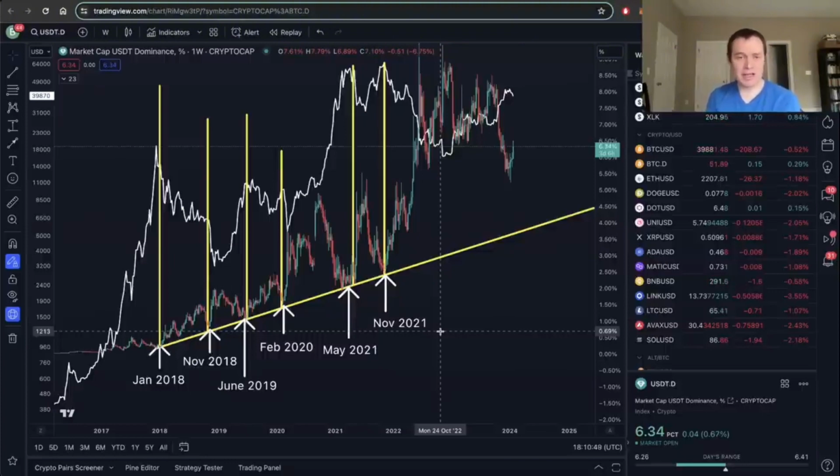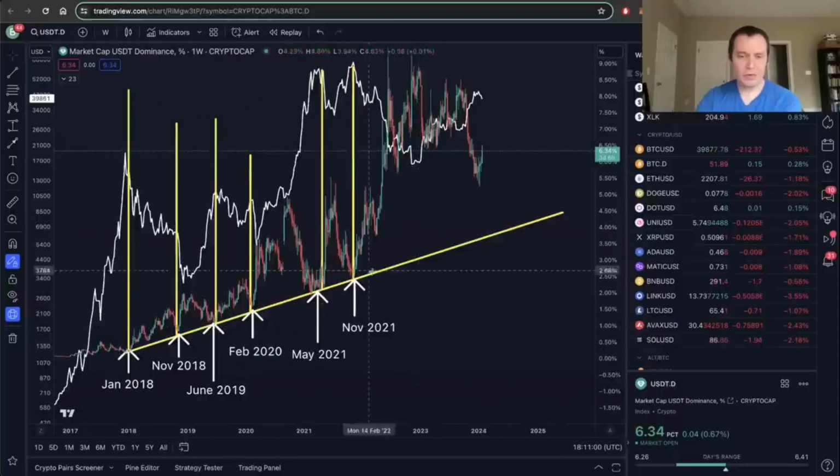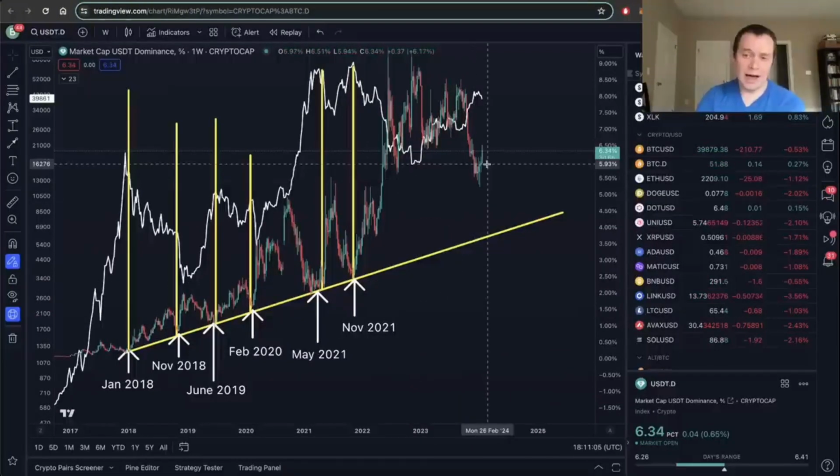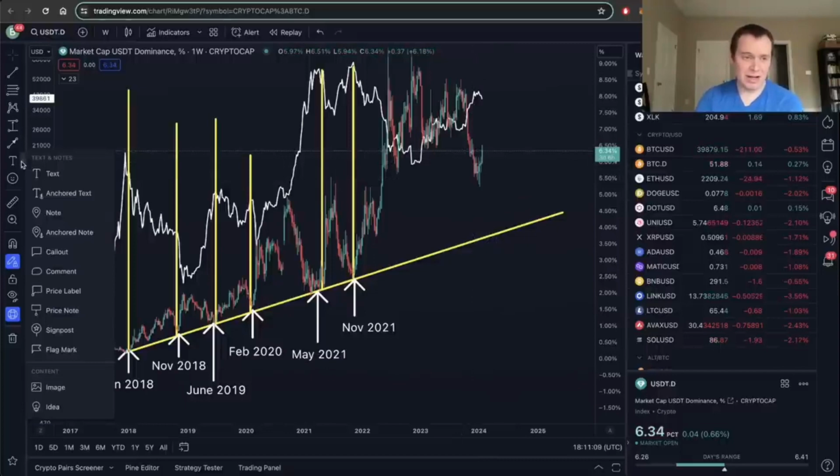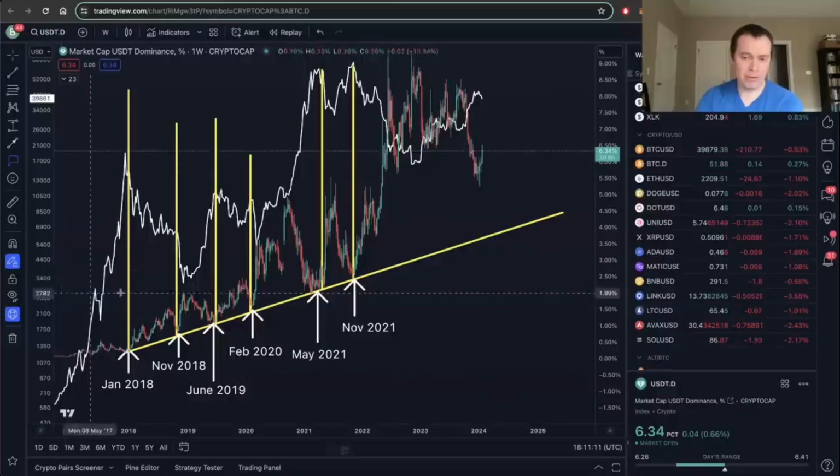But I will say that you will drive yourself crazy constantly trying to anticipate a crash. I will say that this trend line here, when it has been tagged in the past, has not been a good signal. Now, where is it right now? Well, right now we're up at about 6%. Where is the trend line right now? Let me grab a price label, and let's just put it in May.